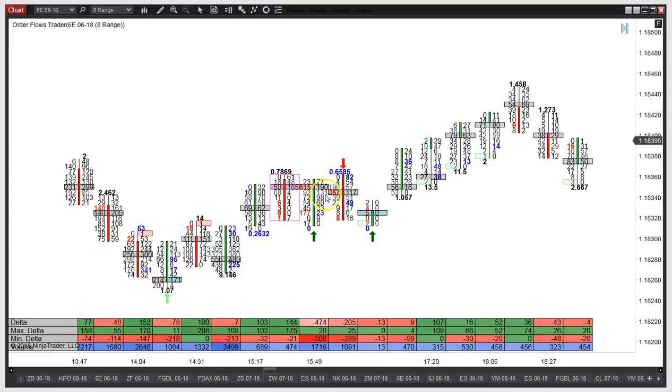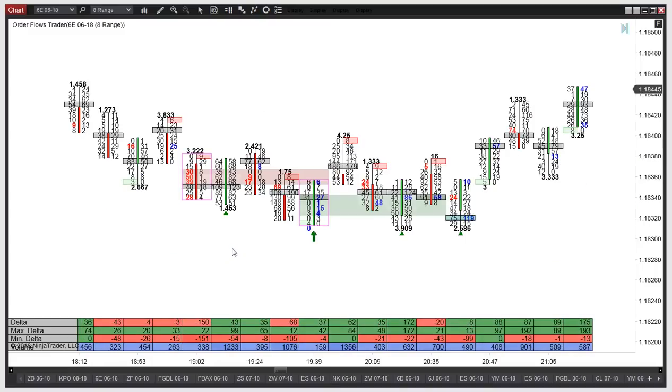So I'm not too convinced on this stuff. I would have liked to get a bigger move faster. Sometimes those moves from after 2 p.m. to 4 p.m. are quite slow. But again, you would have been slightly rewarded for your patience.